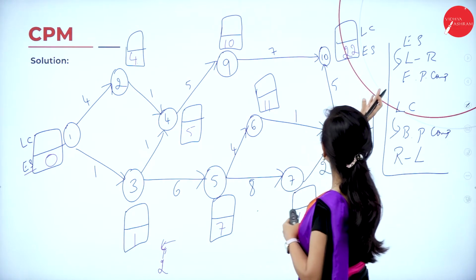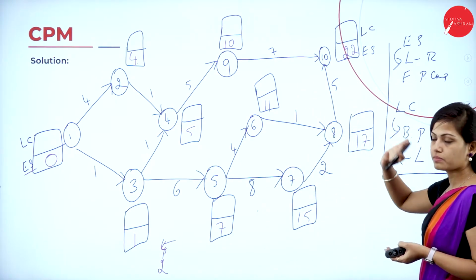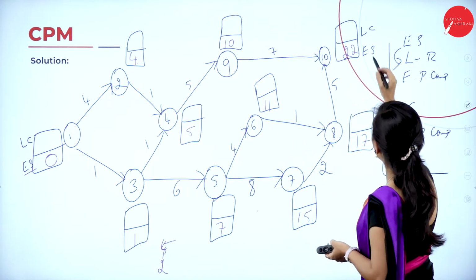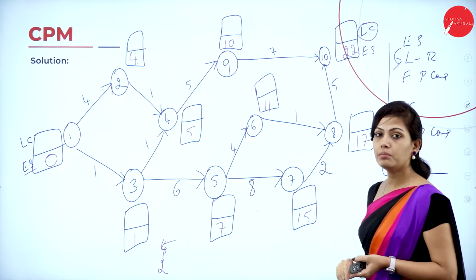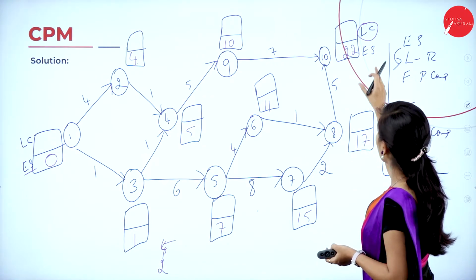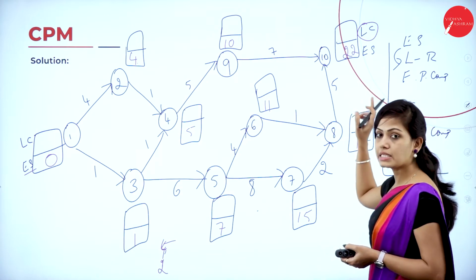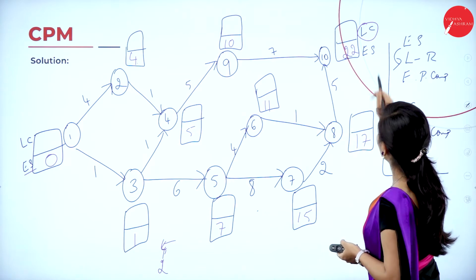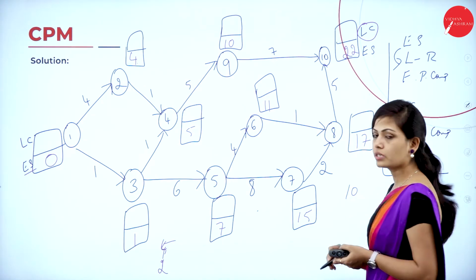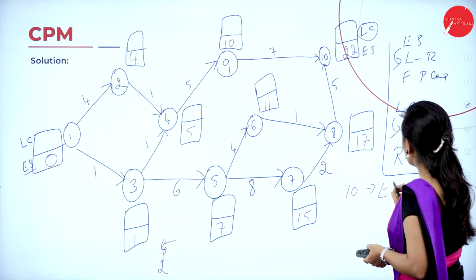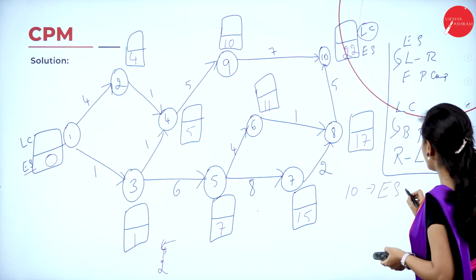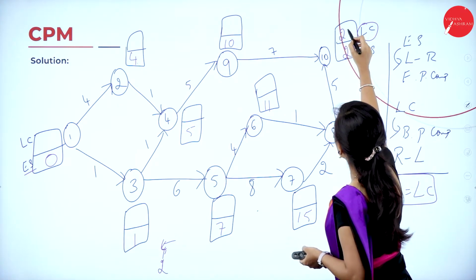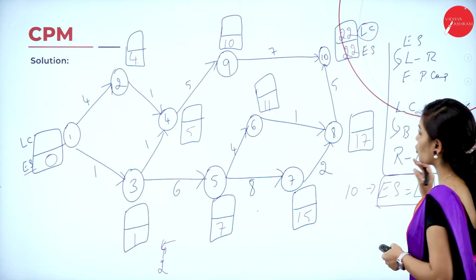And the next step is backward pass computation. You have to find the latest completion time for each and every node. By applying this earliest starting time only, you can find the latest completion time. So for the last node, node 10, the earliest starting time should be equal to the latest completion time. So both the values should be equal. That is why I have written 22 in node 10.